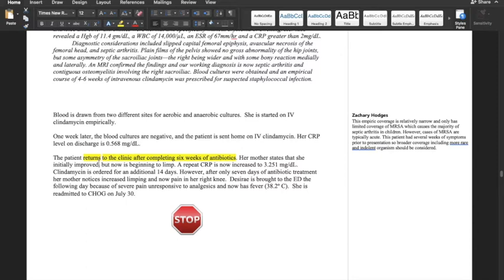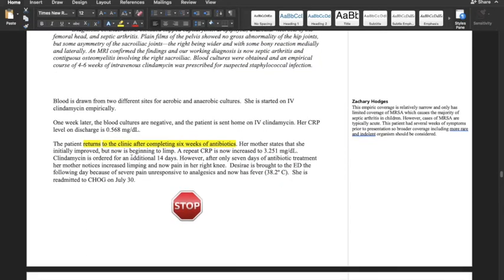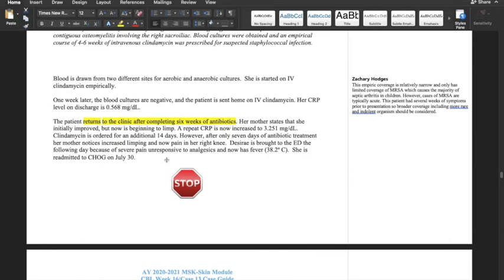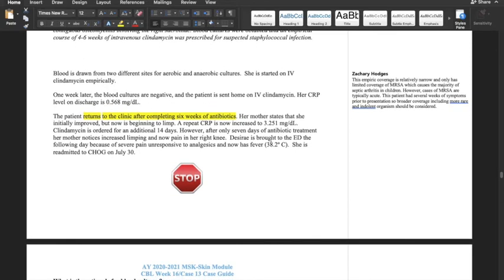So she returns to the clinic after 6 weeks of antibiotics. Mom says that she initially improved, but now she's starting to limp. The repeat CRP is up above 3, and it's elevated. So she got 2 more weeks of clindamycin, but 7 days into the treatment, she has increased limping and pain in her knee, and she's brought back to the ED.